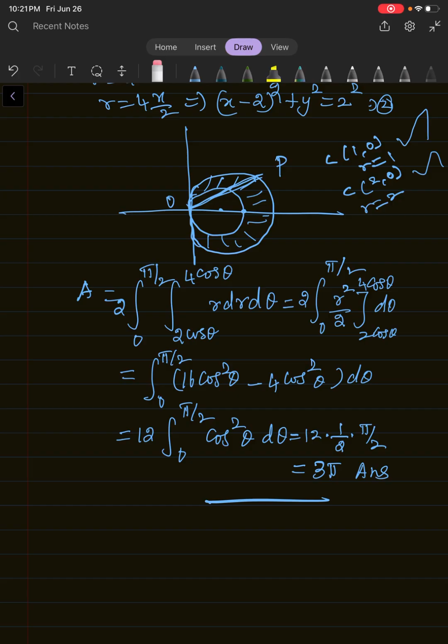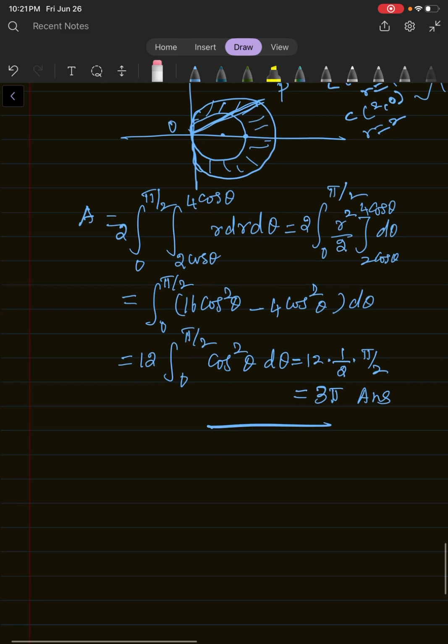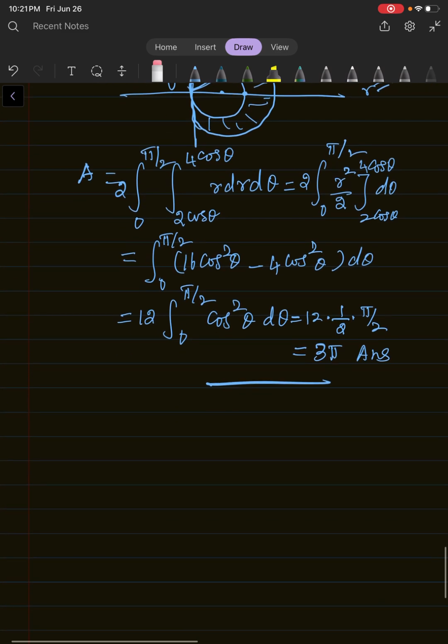Therefore, we are going to integrate this with respect to theta. To integrate this, we are going to apply the reduction formula. By the reduction formula, we are going to get 12 into 1 by 2 into pi by 2. Therefore, the answer is 3 pi. Thank you.